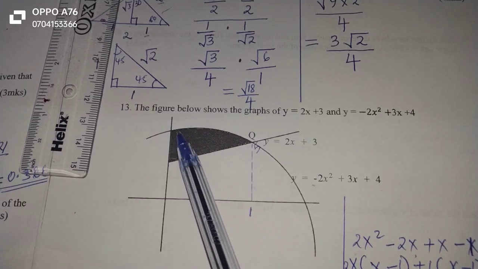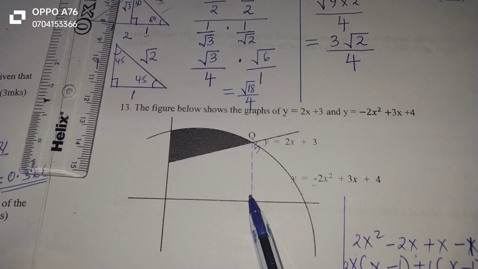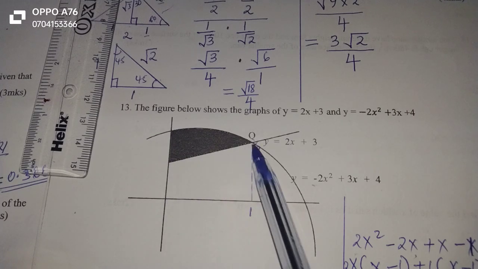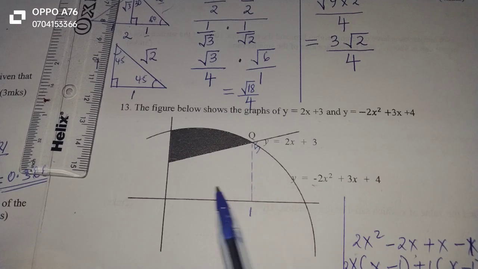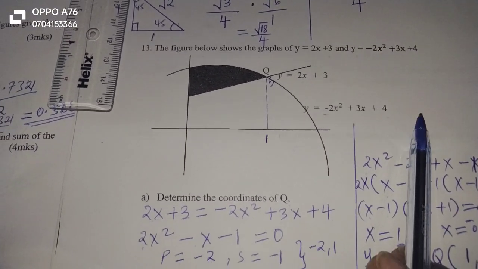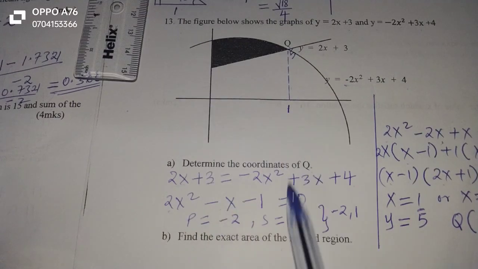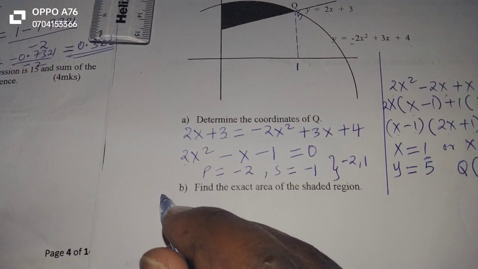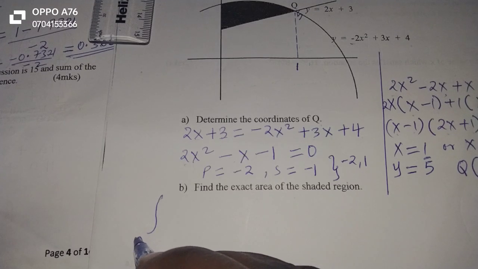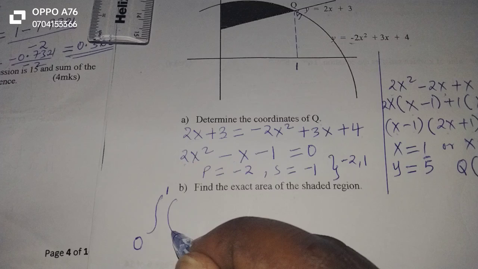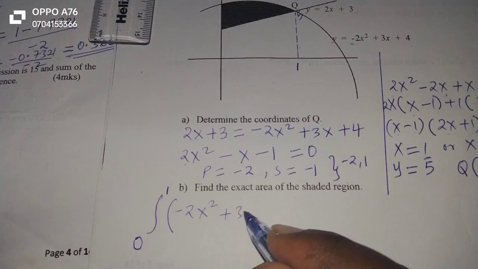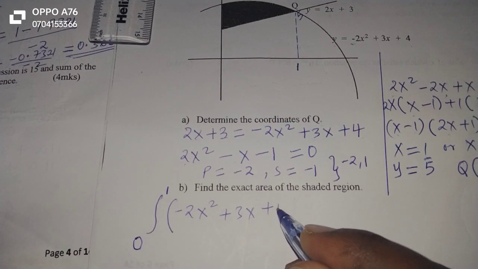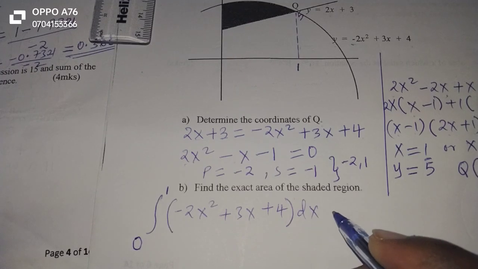So we can first of all get the area between the curve and the x-axis, and again the area between the straight line and the x-axis up to the limit of this line from the y-axis. Therefore, for us to get the area below the curve, up to the x-axis, we need to first of all integrate from 0 to x equals 1 the curve negative 2x squared plus 3x plus 4 with respect to x.